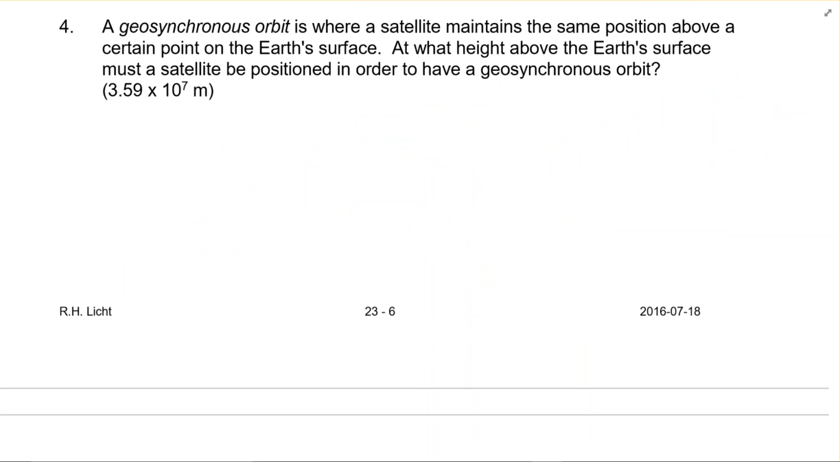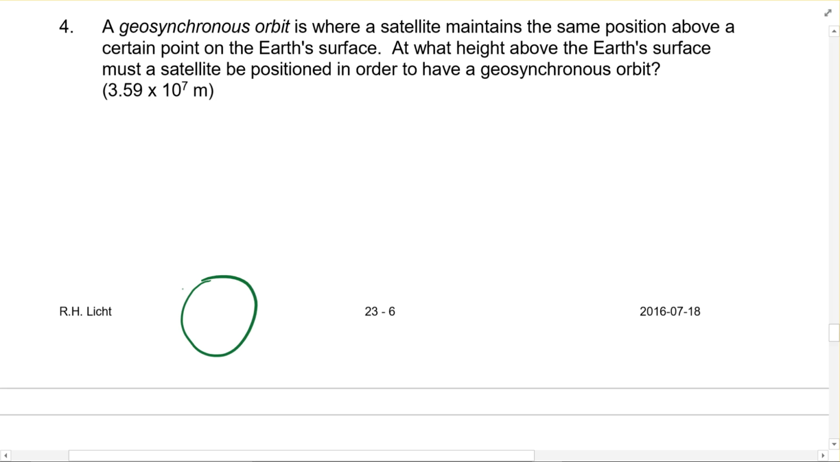All right, last one. A geosynchronous orbit is where a satellite maintains the same position above a certain point on the Earth's surface. At what height above the Earth's surface must a satellite be positioned in order to have a geosynchronous orbit? So first off, I just want to make sure that you guys understand what I mean by geosynchronous orbit.